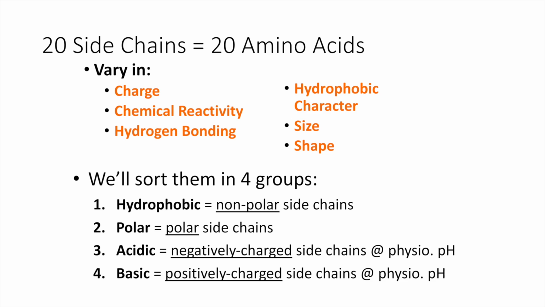Okay, so we know that some amino acids have charges, right? And so those would be acidic or basic. We know that some are polar and some are hydrophobic. And so these are what they vary in, and we'll sort them into these 4 groups. So be able to do this. If I give you a structure of an amino acid, be able to tell me which group it falls in and why by describing it.